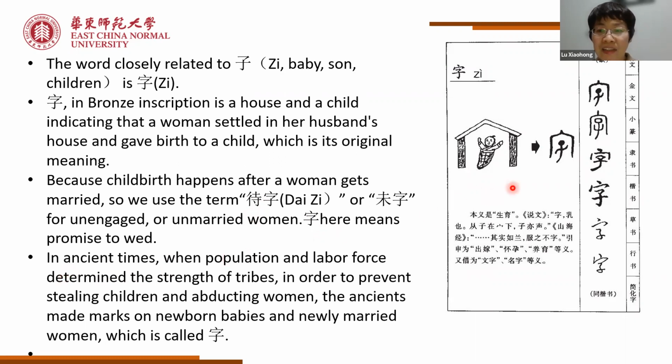Another meaning extended from the original meaning of 字. In ancient times, when population and the labor force determined the strength of tribes, in order to prevent stealing children and abducting women, the ancients made marks on newborn babies or newly married women, which was also called 字. So this is how the meaning of 字 went from the original baby born to the meaning of character, or the mark on newborn babies.